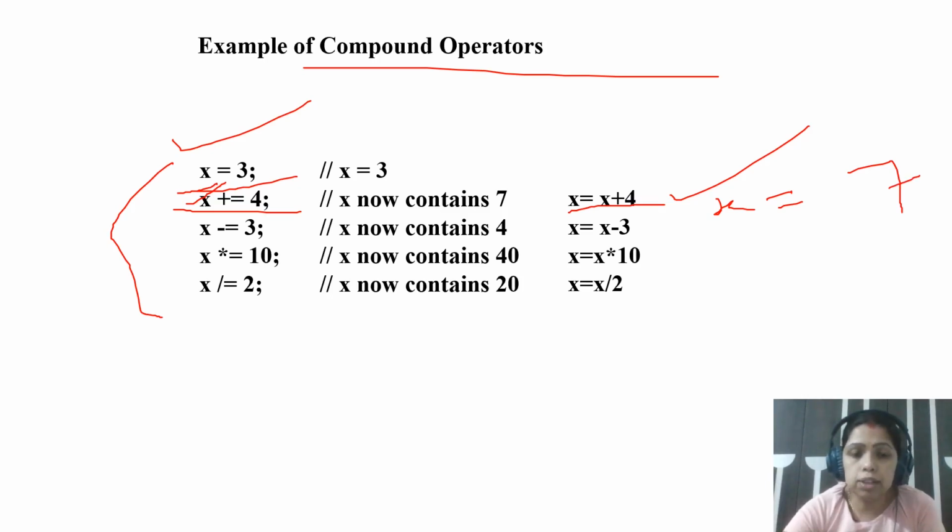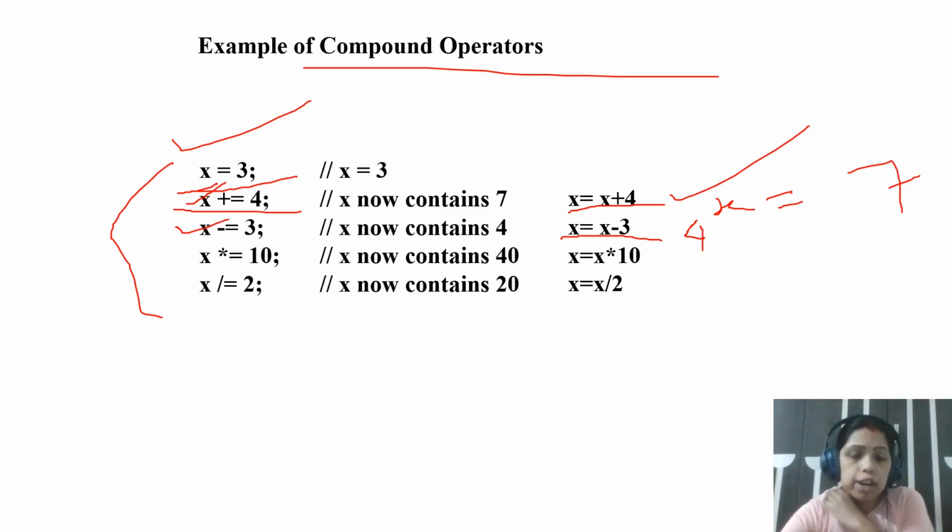Okay. Now next is x minus equal to 3. What is the significance? That is x is equal to x minus 3. Now the current value of x is 7, so what will be the operation here? 7 minus 3, so x will be 4 now. In this way you can do. x now contains 4.